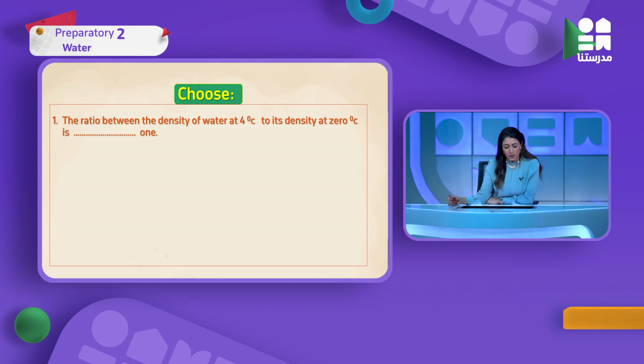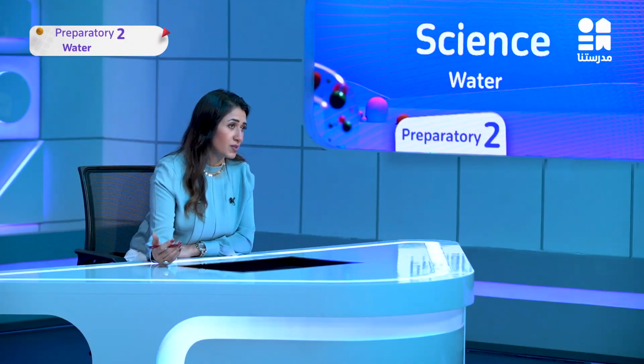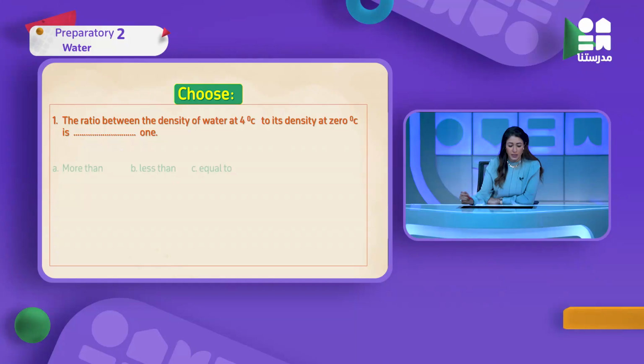The ratio between the density of water at 4 Celsius to the density at 0 Celsius is what? نسأل بعض سؤال. Which one has less density? Of course, اللي عنده أقل من 4 Celsius, which is 0. So this ratio will be what? More than 1 or less than 1 or equal to 1? Of course, more than 1.